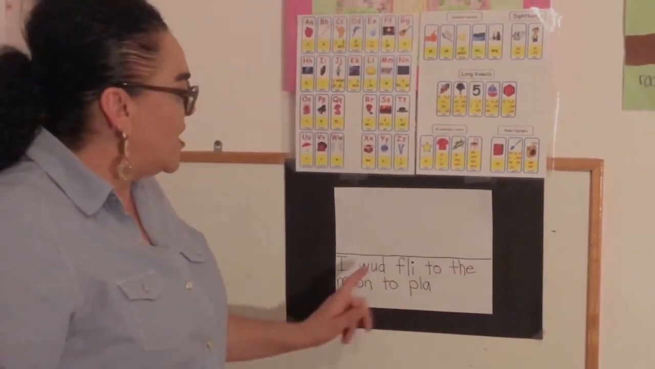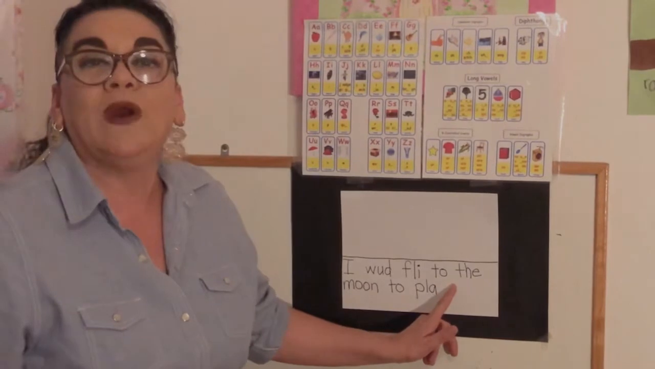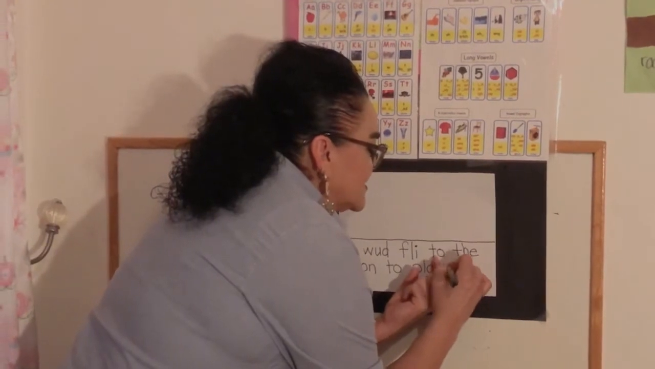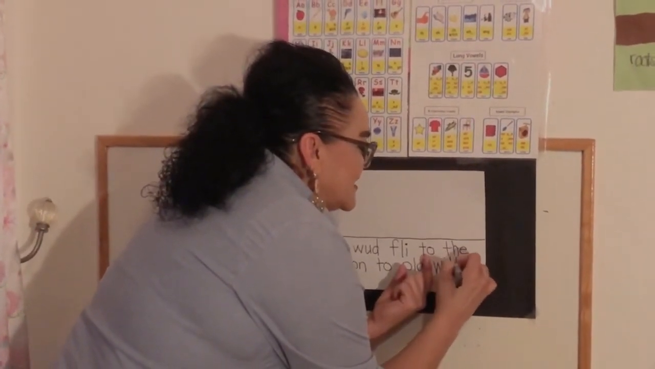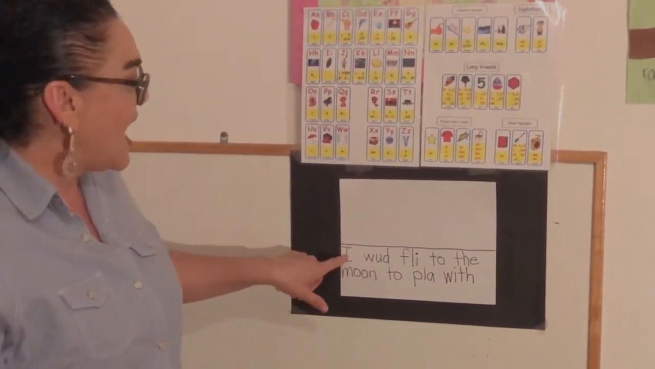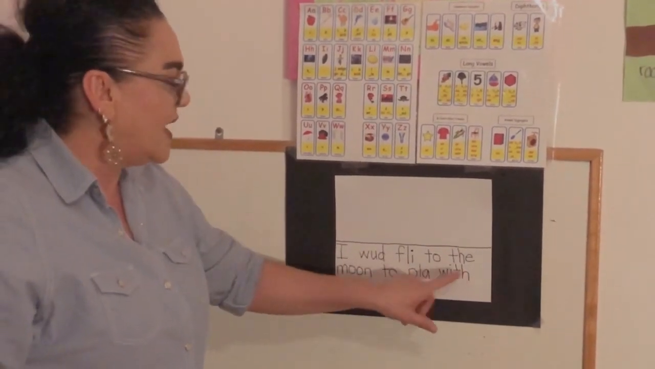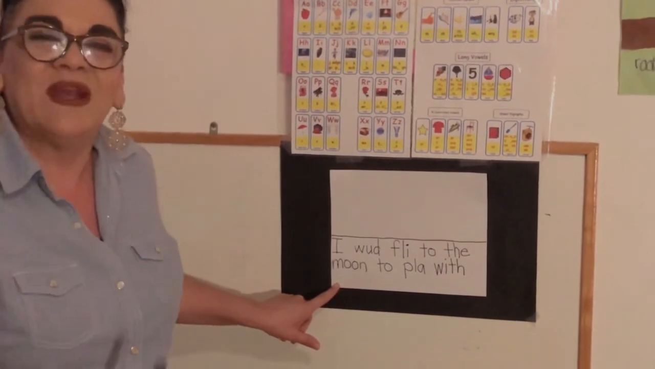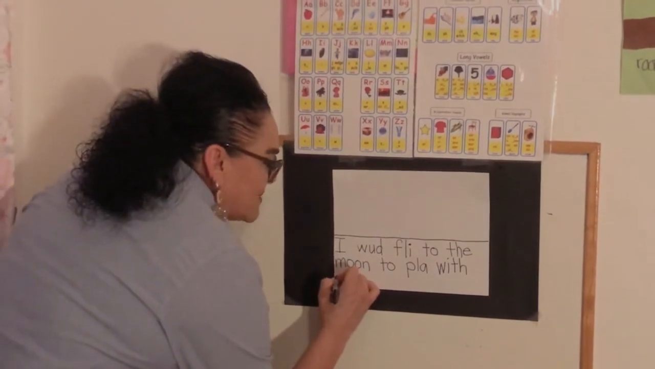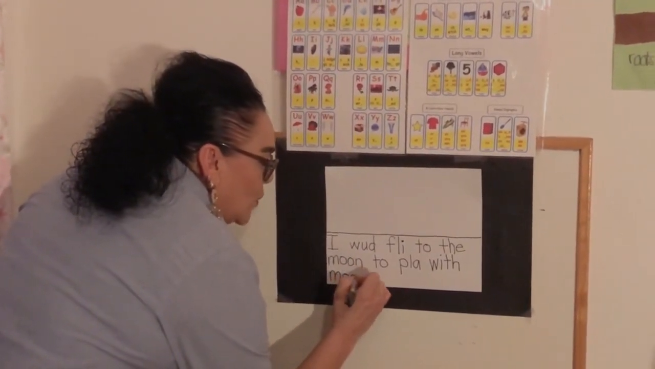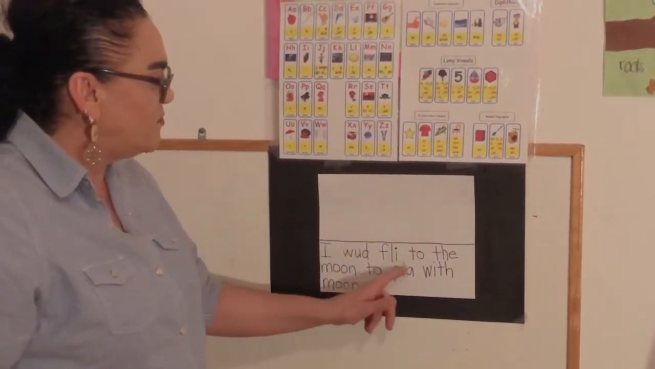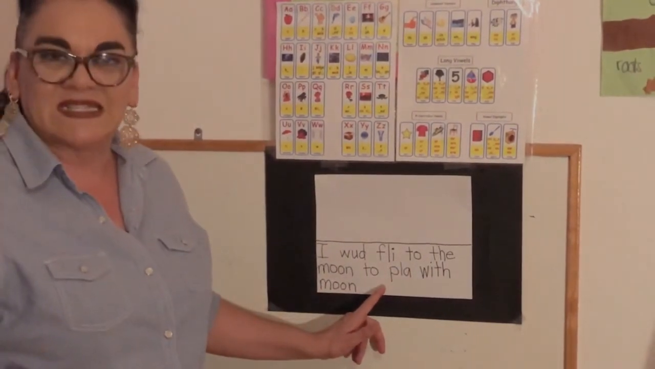I would fly to the moon to play with is my next word. That's a high frequency word. Help me spell with, boys and girls. W-I-T-H. Great writers always go back and read their sentence. I would fly to the moon to play with moon. Hey, you already helped me spell that word before, so I'm going to take a look at it here and go ahead and spell it. Moon. I would fly to the moon to play with moon dust.